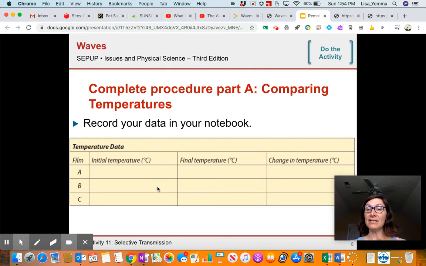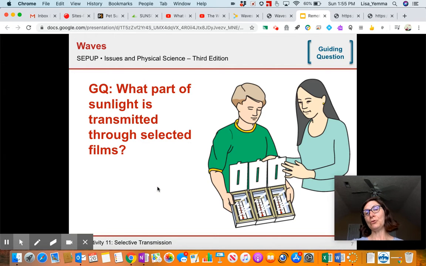We're going to analyze the initial temperature. So before we go outside, before we do anything, we're going to keep our thermometers. Actually, we are going to go outside and we're going to keep our thermometers in the dark and we're going to let them acclimate to the air temperature. We're going to then record what that air temperature is. Then we're going to put the 3 different films on the boxes and we're going to expose them to sunlight.